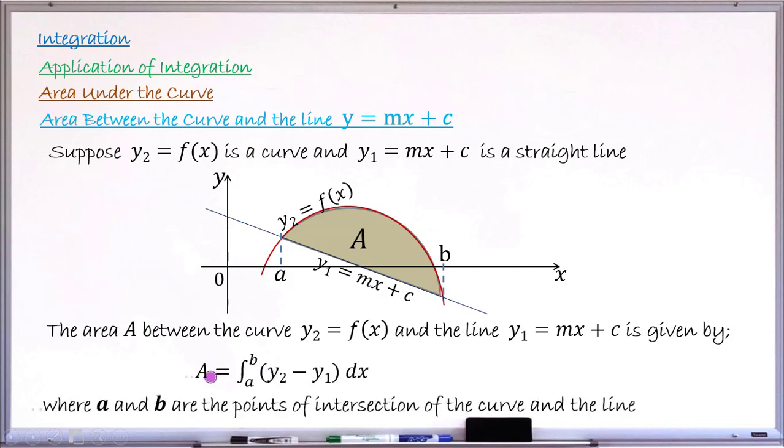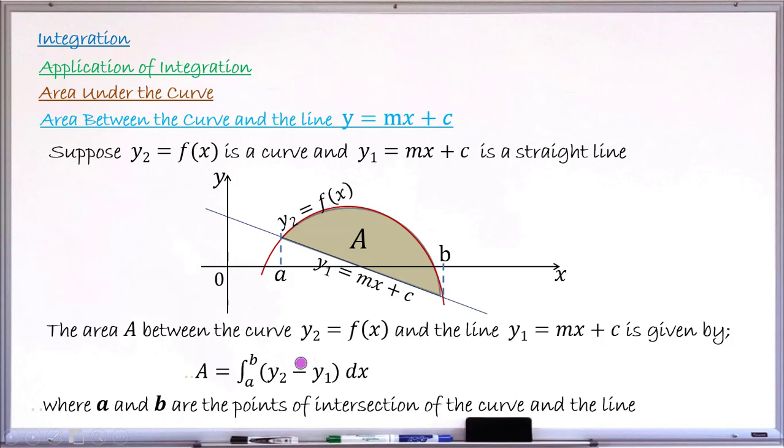It says the area A will be given by this definite integral from a to b of y2 minus y1 with respect to x. Remember, y2 is your curve and y1 is your straight line. So you simply replace your function y2, that is your curve, minus your straight line equation, that is y1. That simplifies the form. You now find the integral.